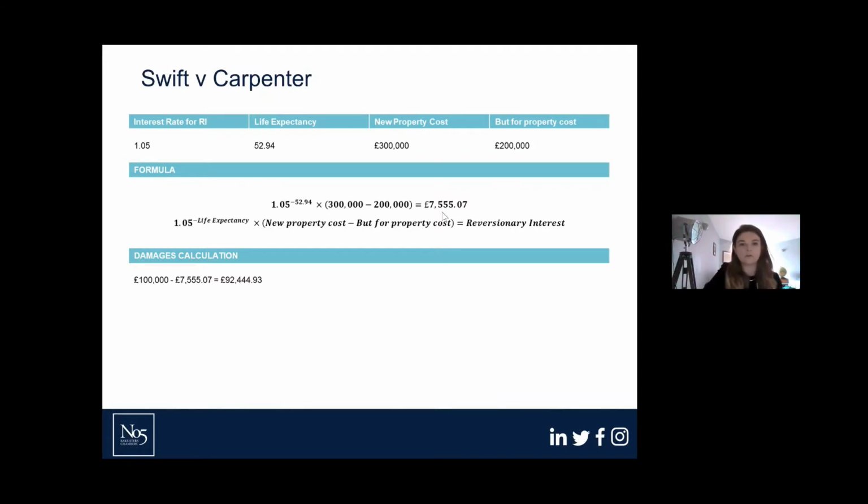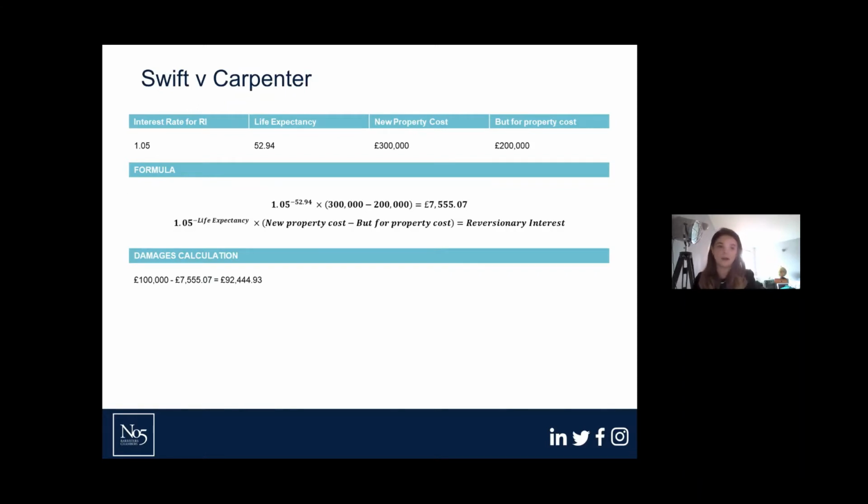And if one looks at the screen now, you should hopefully be able to see a working calculation for this. So we have here that the interest rate is 1.05. It's always the same in the formula because the court decided 5% per annum. Life expectancy here of 52.94. New property cost of £300,000. But-for property cost of £200,000. And that life expectancy is just a crude standard one using table 2 at 0%. And below is the formula.